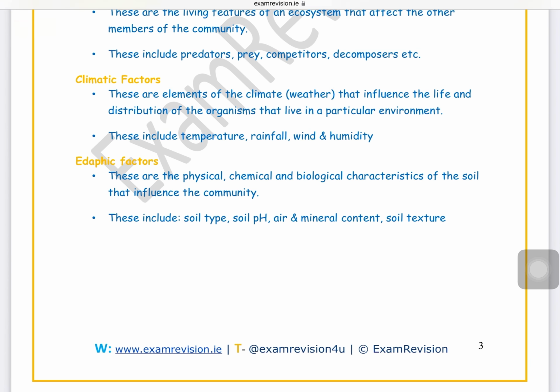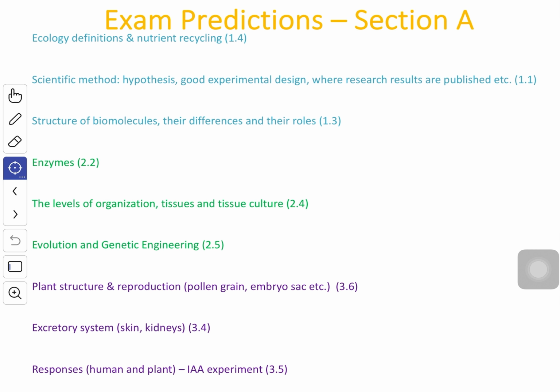Now, just to flick back, for Unit 2, enzymes, always a popular question here. There was a big focus last year on enzymes within the experiment question, so it could move, I would say, this year to the short answer questions and the long answer questions. The levels of organisation, so tissues, tissue culture. It's been a while since tissue culture has appeared there. And then evolution and genetic engineering, so knowing the steps involved in genetic engineering and being able to describe examples or evidence for evolution will be something to look at as well.